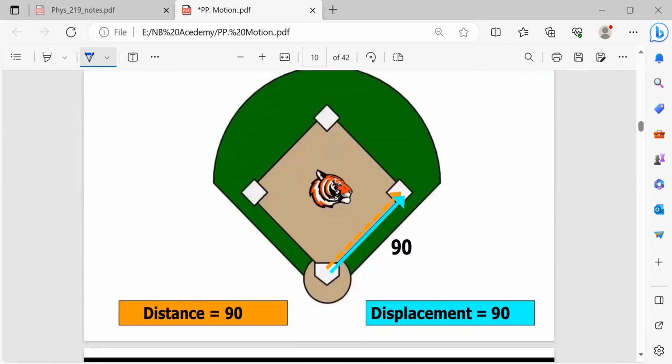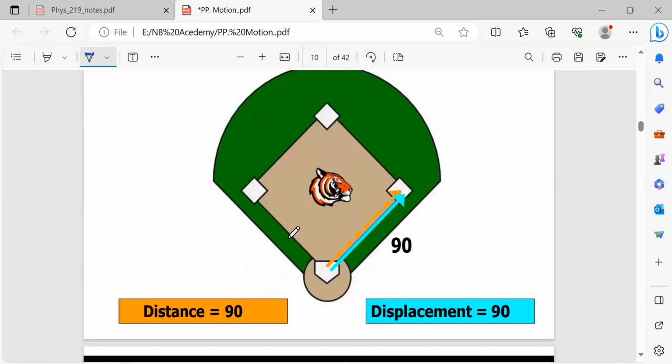Here we have another example. Here, if the body started its motion, suppose here we have A, B, C, D. From point A to point C, the length is 90 meters. So in this case, because the direction is from point A to point C, we have the distance equals the displacement. Both are 90 meters.